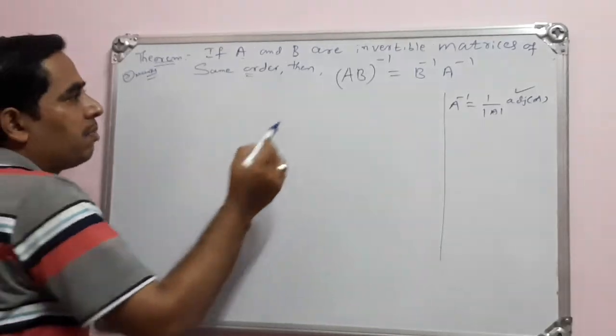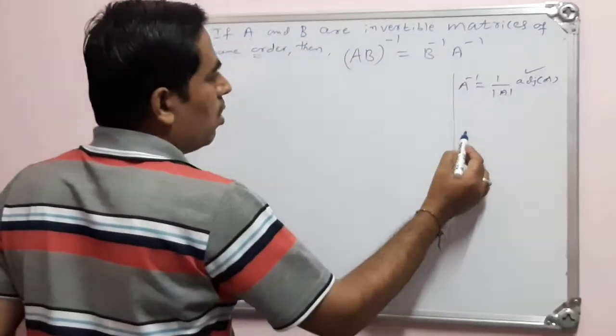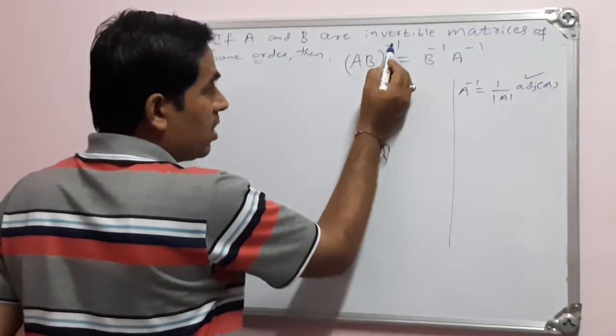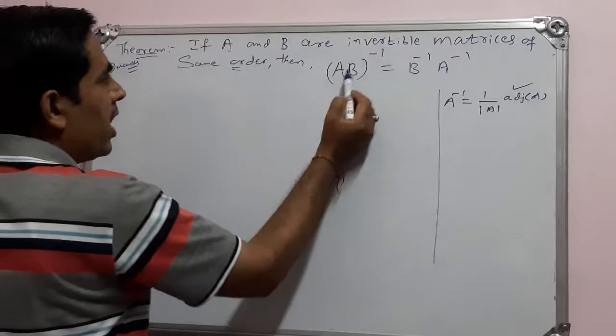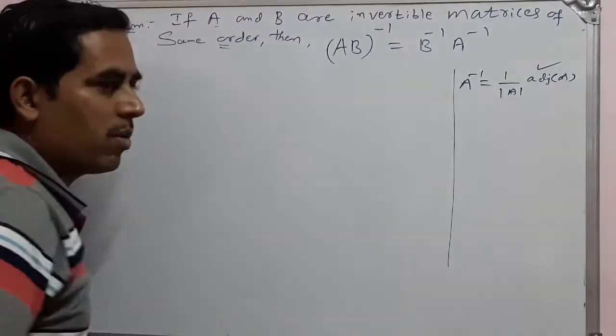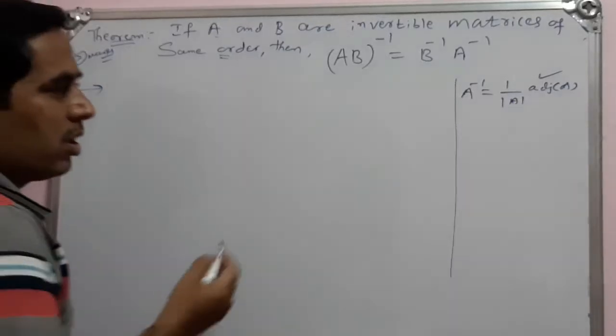So we have to prove that (AB) inverse is equal to B inverse A inverse. This is the symbol of inverse, we write -1. So (AB)^-1 = B^-1 A^-1. We shall prove this theorem. This is a very simple theorem. So how to begin here?